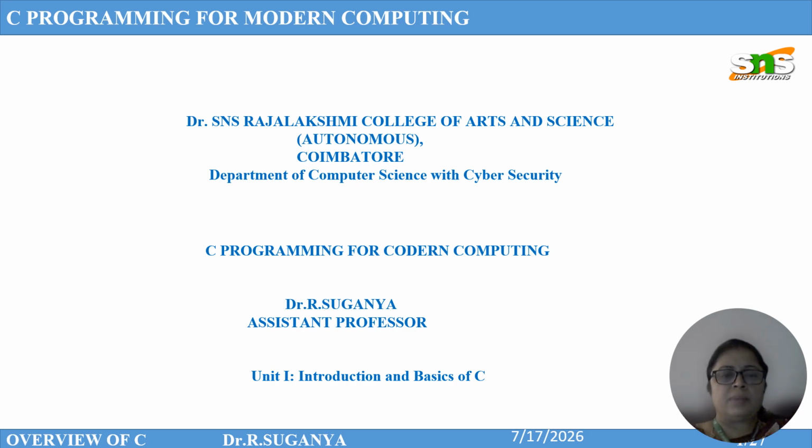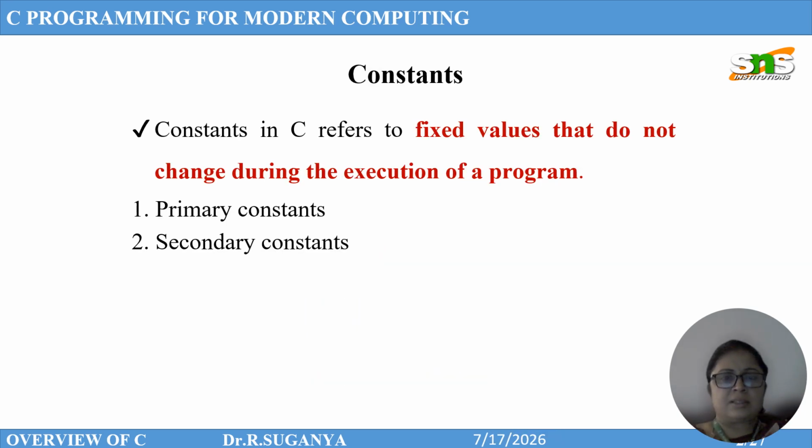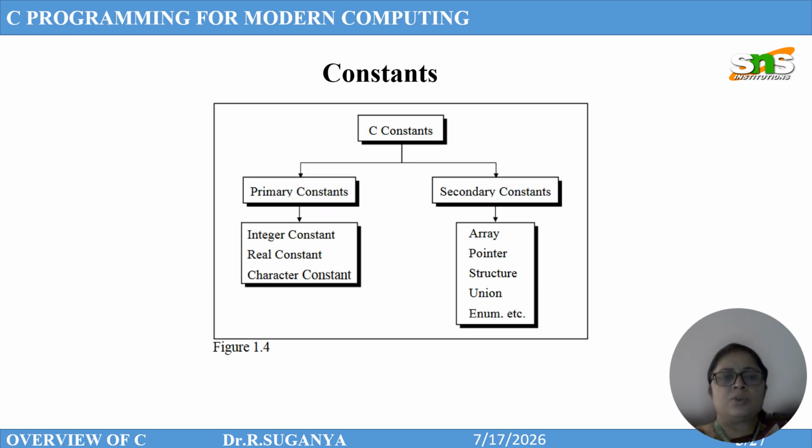Today we are going to see about the constants. Constants in C programming. Constants in C refer to fixed values that do not change during the execution of a program. It is divided into two things: one is primary constants, the other one is secondary constants. In primary constants, we can see about integer, real and character constants. Secondary constants can be divided as array, pointer, structure, union, enum, etc.